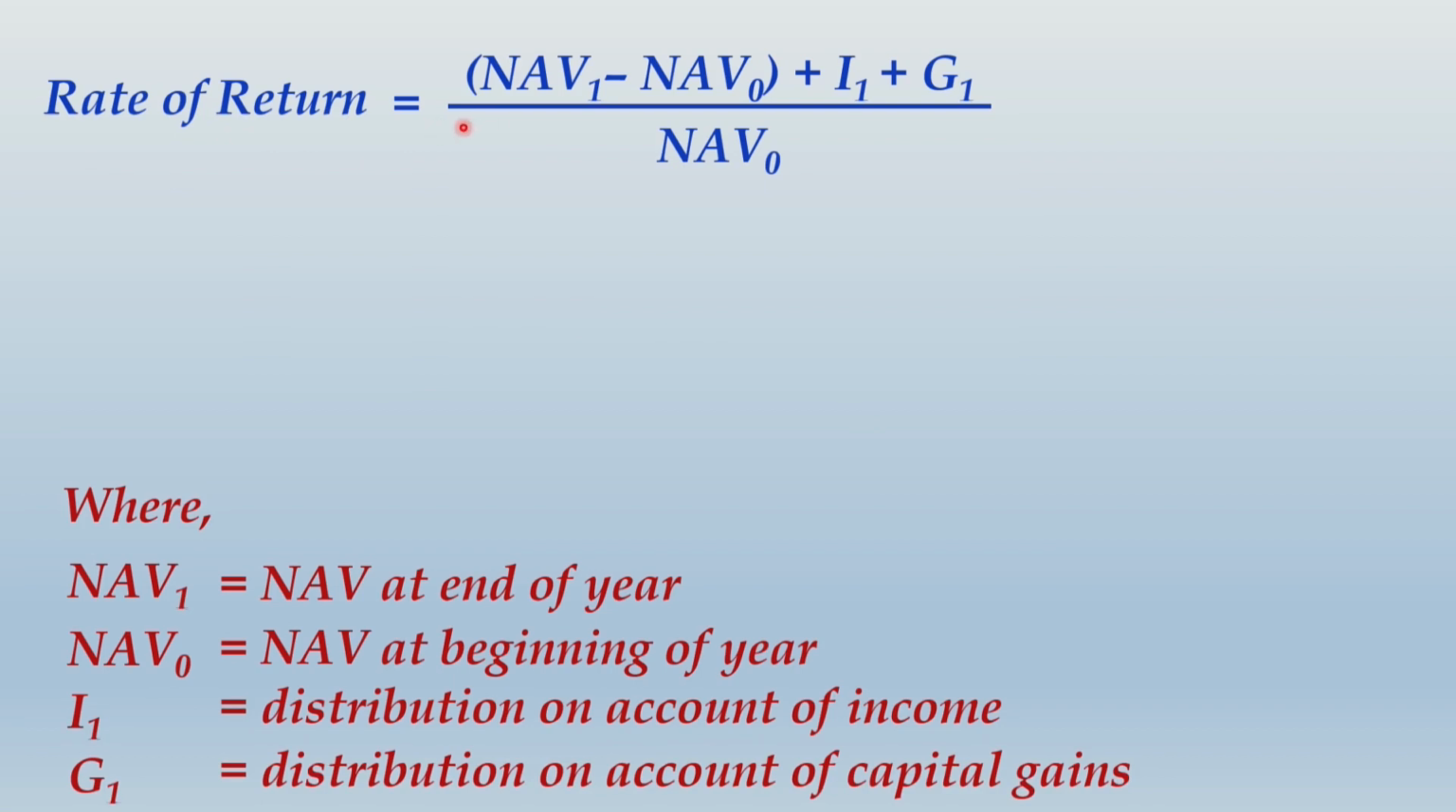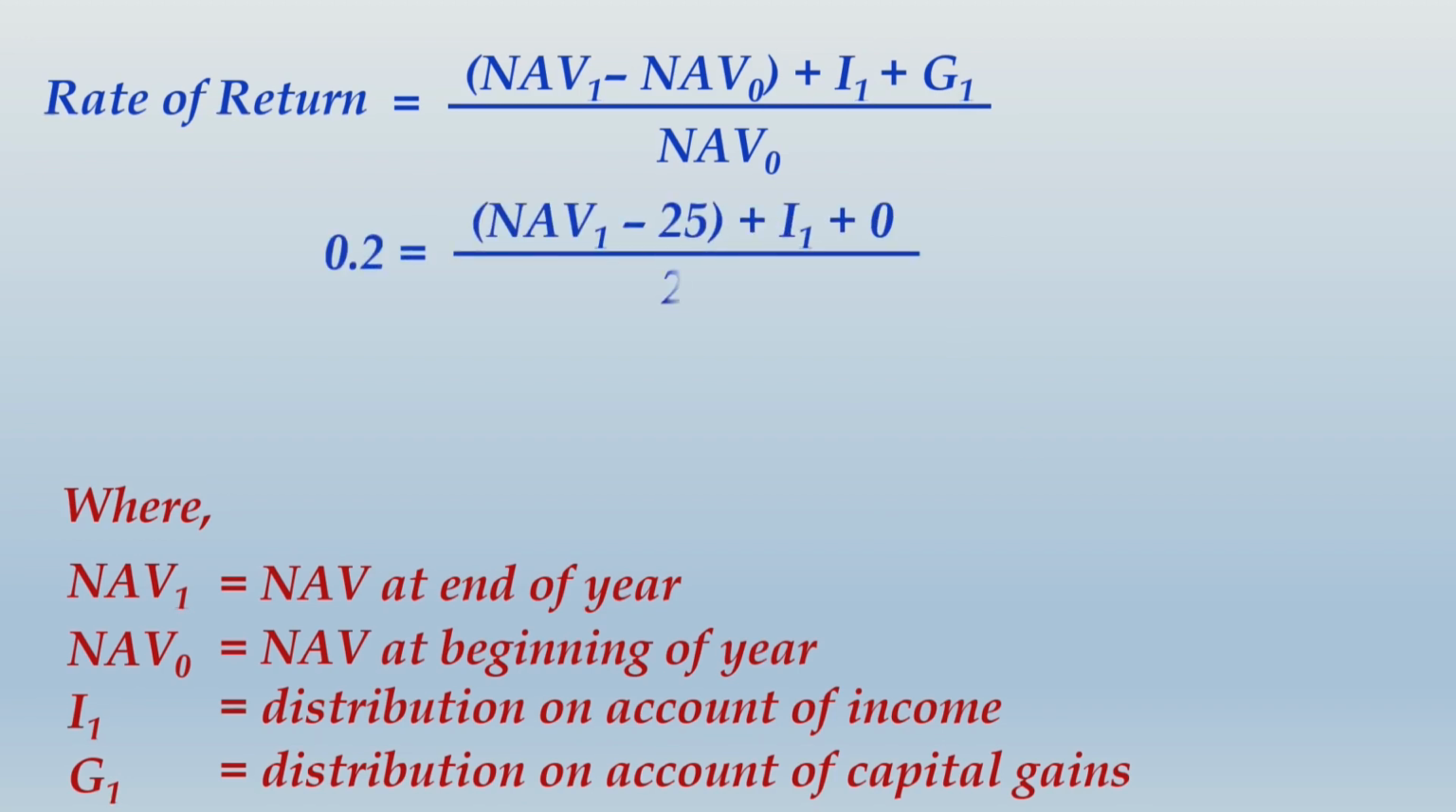Rate of return is given to you as 20%, correct? The annualized return is 20%. So we know the value of rate of return. NAV1 is the missing value and NAV0 is known. On the other side, this I1 and G1 is also unknown. So we don't know multiple values. So let us first do one thing, whatever values we know, we substitute that. So we have considered G1 as 0 because there was no information about capital gains as such.